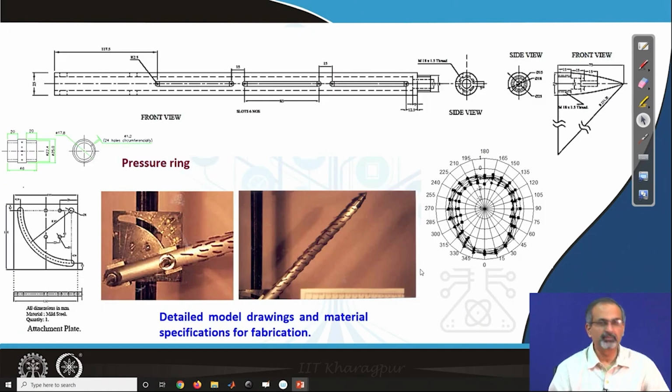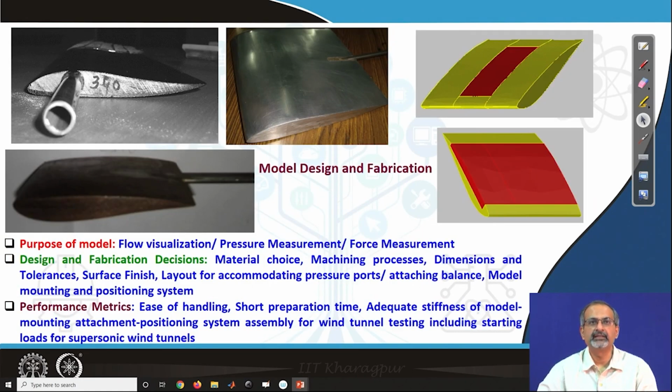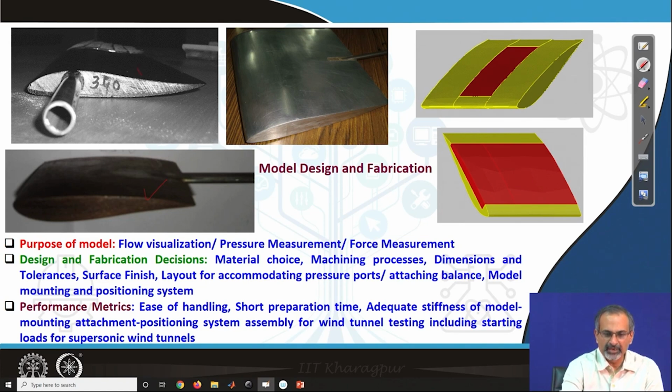So, with this we completed our discussion on shadowgraph and Schlieren techniques. Now, we will spend some time on discussing about model design and fabrication, how we undertake it for wind tunnel testing. We are seeing a few pictures of typical low speed wind tunnel models where you see finite wing sections made of wood, an airfoil section made of wood which is side mounted. The finite wing section is what is called a sting mounted. We will look at these mounting arrangements in a little more detail slightly later in the lecture.